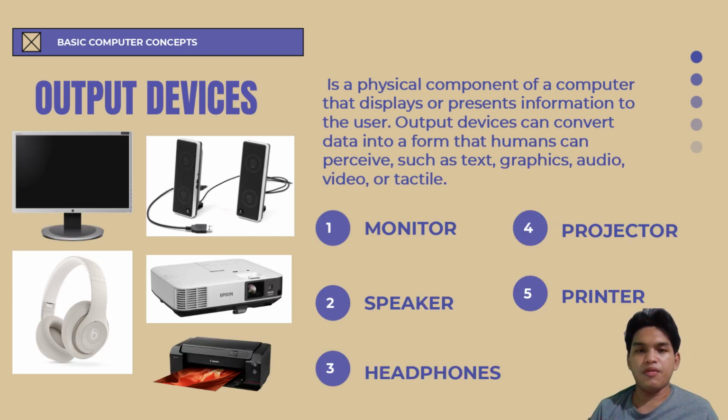Next, output devices. It is a physical component of a computer that displays or presents information to the user. Output devices can convert data into a form that humans can perceive, such as text, graphics, audio, video, or tactile. An example is when you see text on a monitor, hear a sound from a speaker, or print something with a printer. That's output in action. It's the computer's way of giving you what you have asked for.